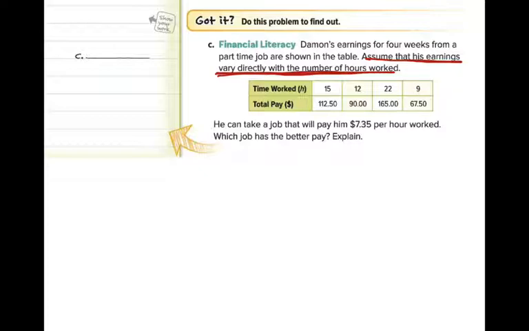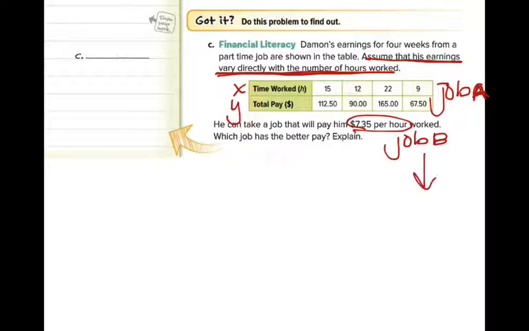If we look at our example here, the time he worked is H. The total pay is representing our Y. Anytime you see a total, we're always assuming it's the Y. He can take a job that will pay him $7.35 per hour. Which job has a better pay? So this is job A, and this is job B. We want to see which job is better. For job B, they gave us our rate of pay was $7.35 per hour, or for 1 hour.